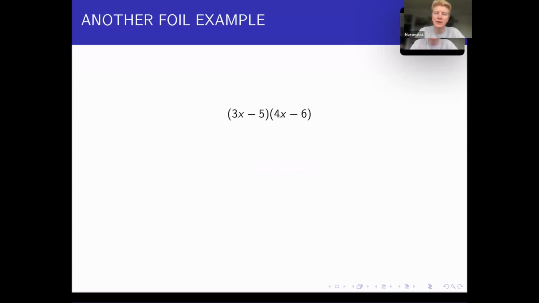3x minus 5 times 4x minus 6. 3x times 4x, 12x squared. 3x times negative 6, negative 18x. Negative 5 times 4x, negative 20x. Negative 5 times negative 6, positive 30. You are $18 in debt. You spend another 20. You are now $38 in debt.